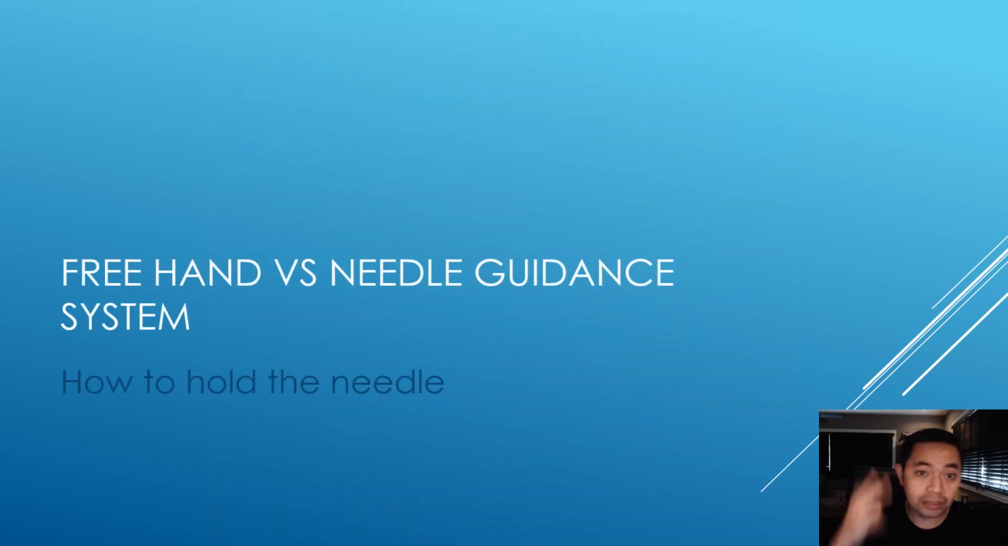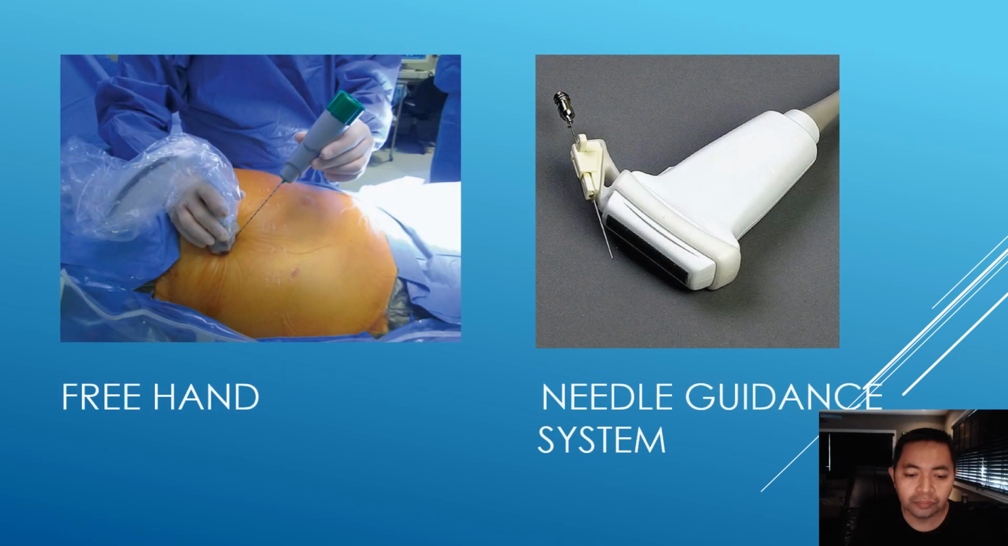There are also two ways of holding the needle during the interventional procedure. We have the freehand, and the other one uses a needle guidance system. We usually prefer the freehand technique, as this is more flexible in that we can go parallel or perpendicular at any time. Or one can elect to use the needle guidance system, wherein you're basically assured that the needle is within your scanning plane at all times, making it a lot easier for one to see where the needle is going to.